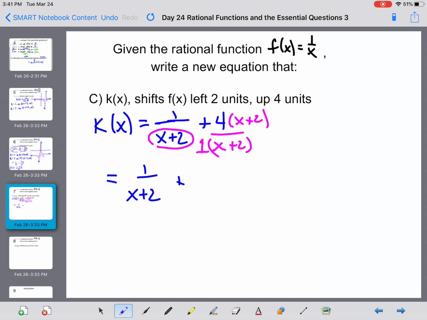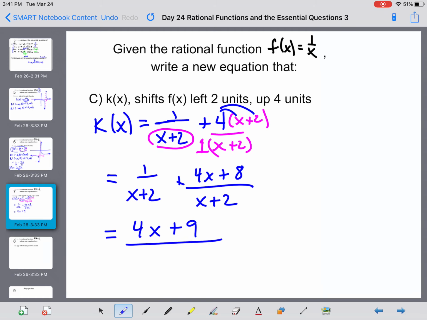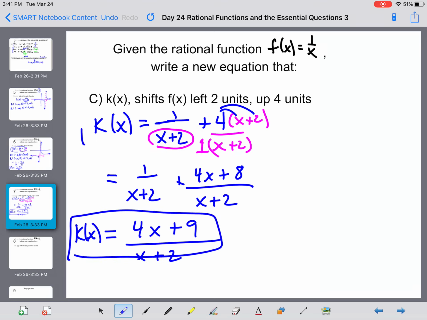So I have 1 over x plus 2 times 4x plus, it looks like 8, if I distribute that 4, all over x plus 2. So I can combine like terms. 4x plus looks like 9 all over x plus 2 is another way that my function could be written. That and that both represent the exact same function.